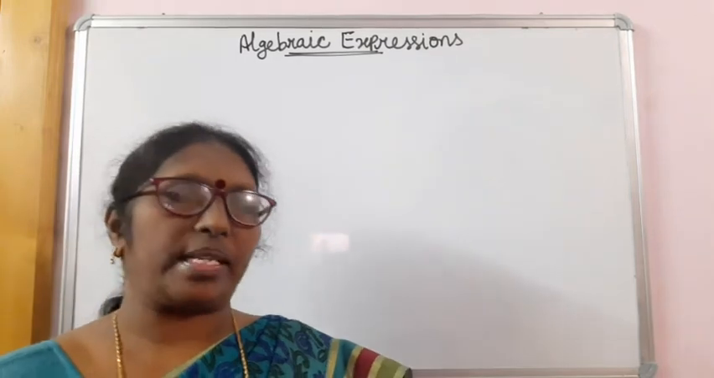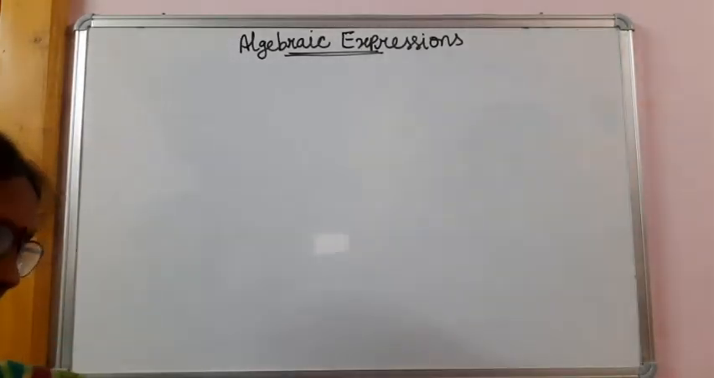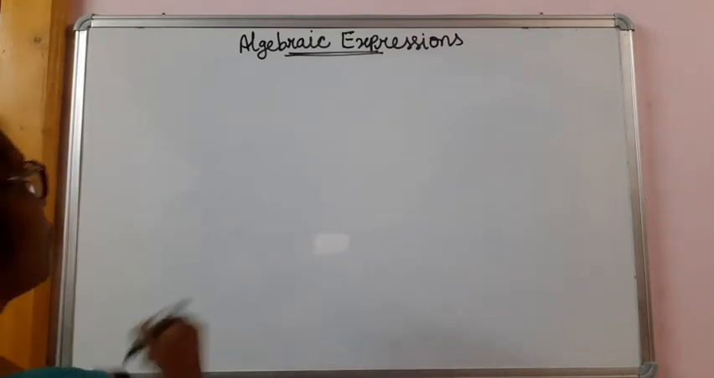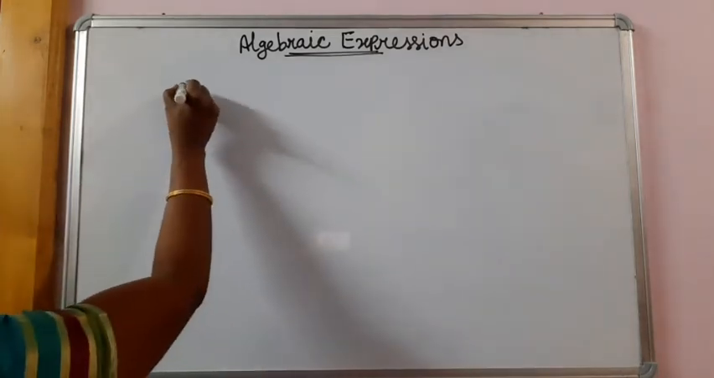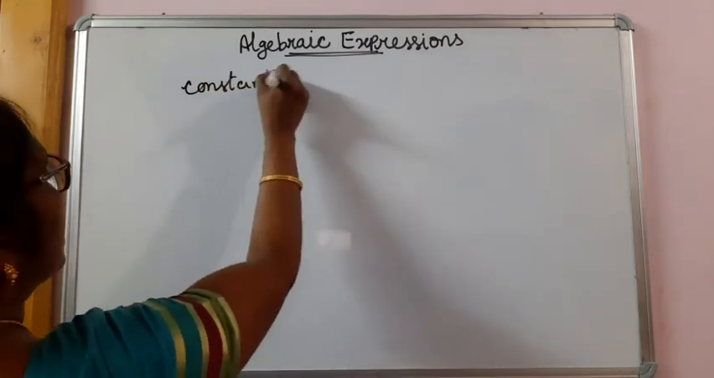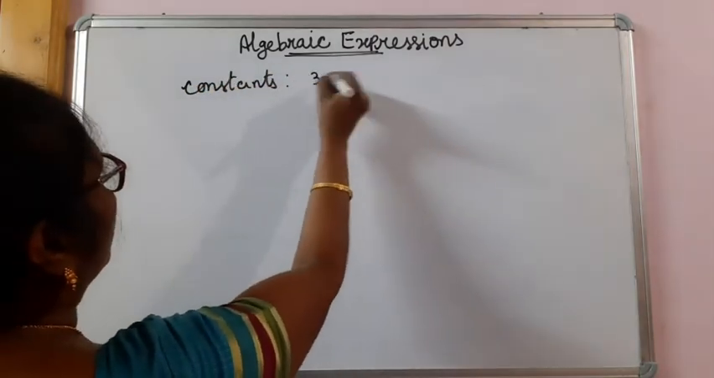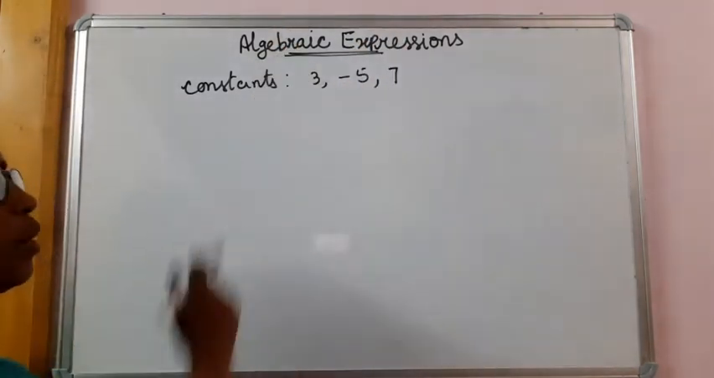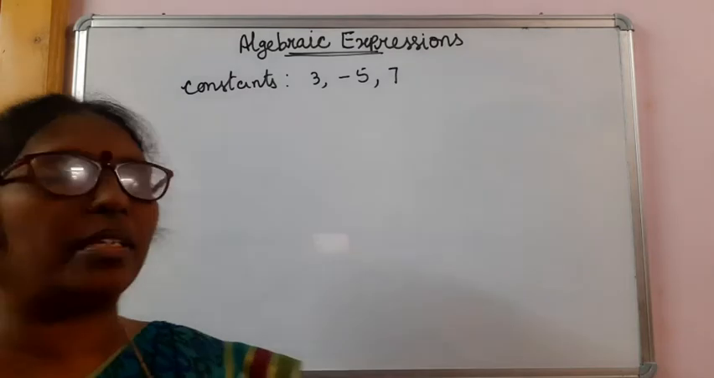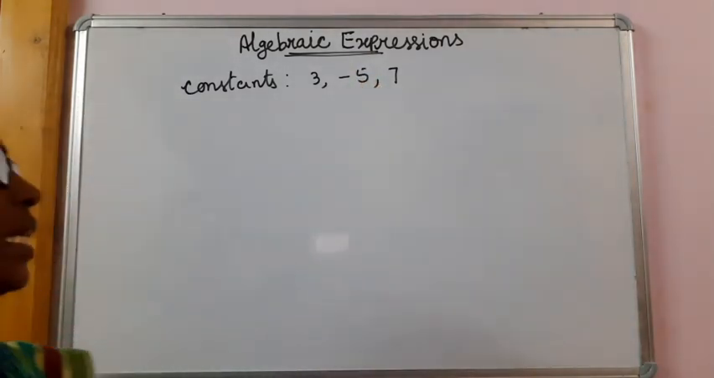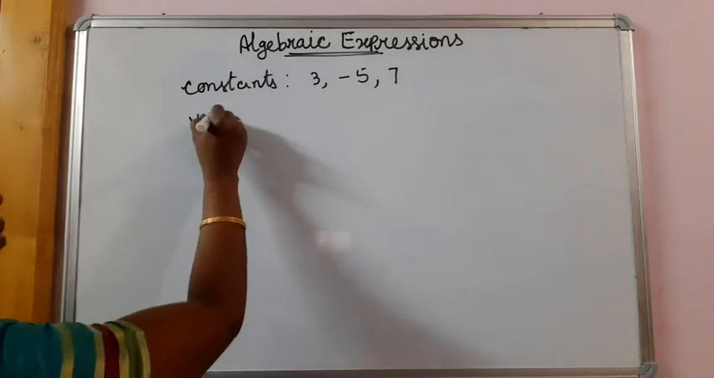What are constants? The quantities having a fixed value are known as constants. Suppose 3, minus 5, 7: 3 means 3 only, minus 5, 7, all these quantities have fixed value. If it is so, what are variables?